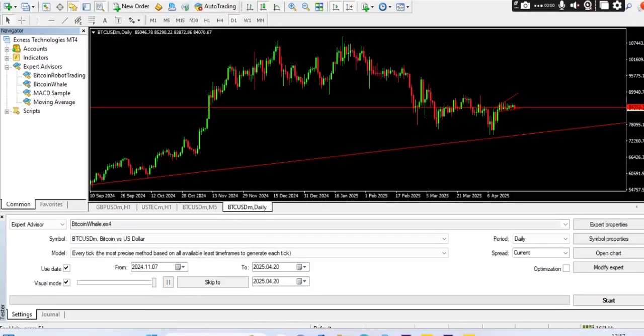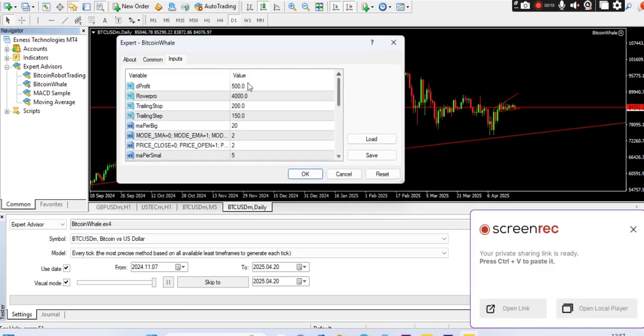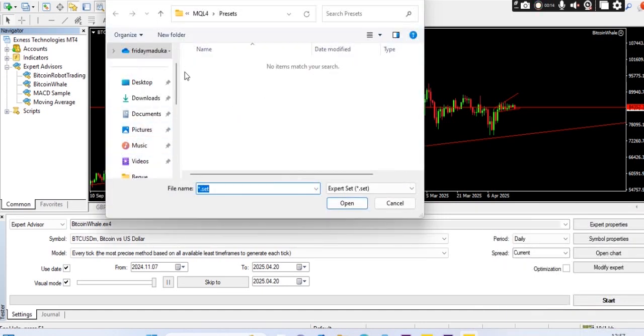Hello guys, so I'm going to be running the back test on the Bitcoin EA for you today. I'm also going to be running the forward test of it. You understand? So for the forward test, let me attach the EA. I'll be attaching it, and then I'm going to look for the load, clicking on the load of the configurations, the set files.